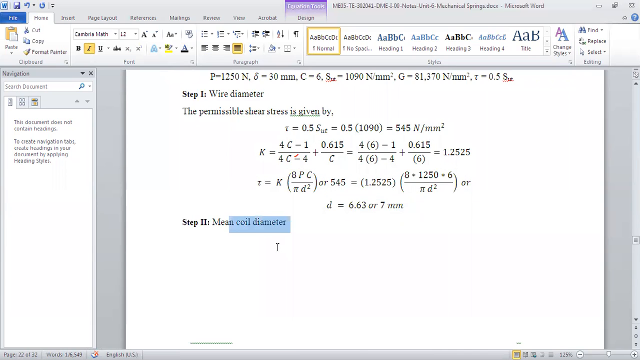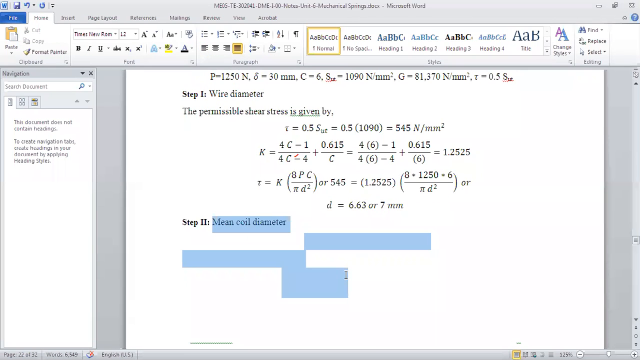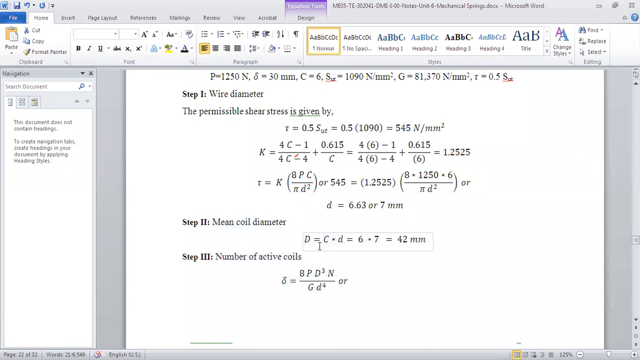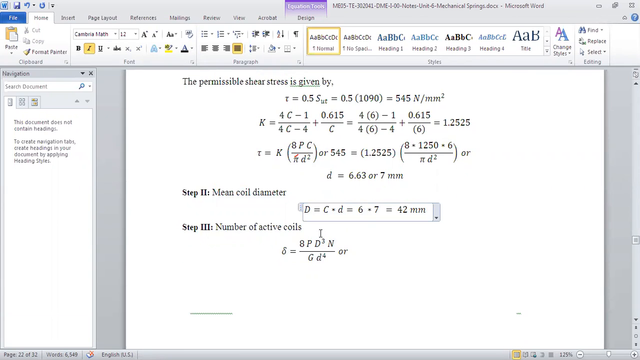Now we have to calculate capital D. How can we calculate it? We know C. C is equal to 6. So C is equal to D upon d. So 7 into 6, 42 will be your mean coil diameter. So it is C into d. 6 into 7, 42 mm will be your mean coil diameter.